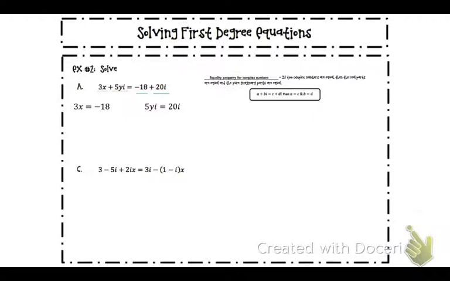Then in this first one, I'm going to solve for x. So I divide by 3. I get x equals negative 6. In this second one, I'm going to solve for y. So I'm going to divide by 5i on both sides. 20 divided by 5 is 4. The i divided by i cancels. So I get x equals negative 6, y equals 4. We're done with that one. Okay? So notice in that one I had two variables because I had x and y.